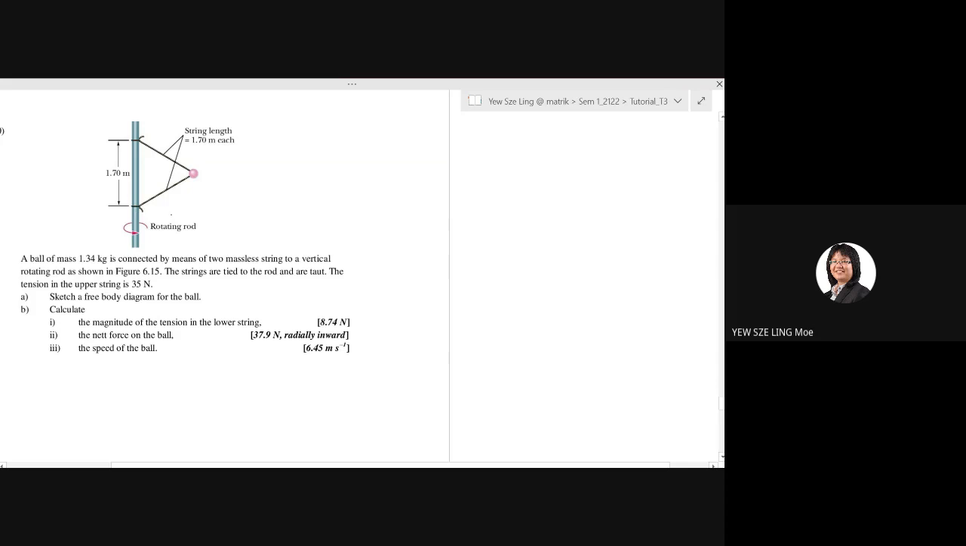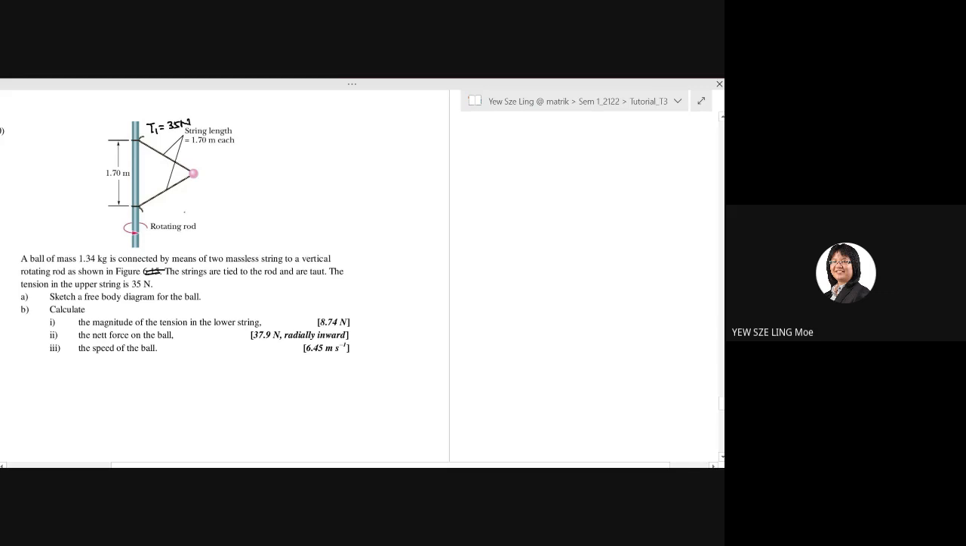So a ball of mass 1.34 kg is connected by means of two massless strings to a vertical rotating rod, as shown in the figure. The strings are tied to the rod and they're taut. And then the tension in the upper string is 35 Newton. So T for the upper string, I'm going to call it T1, equals 35 Newton.